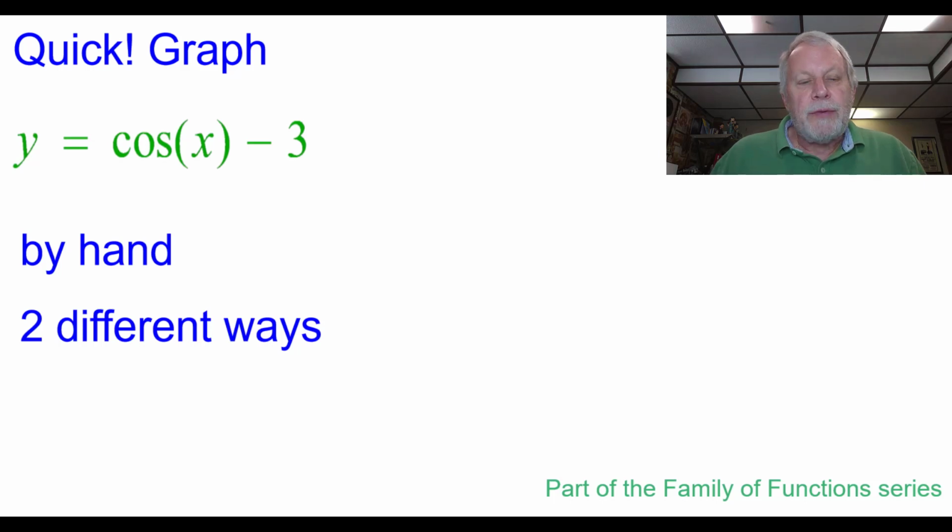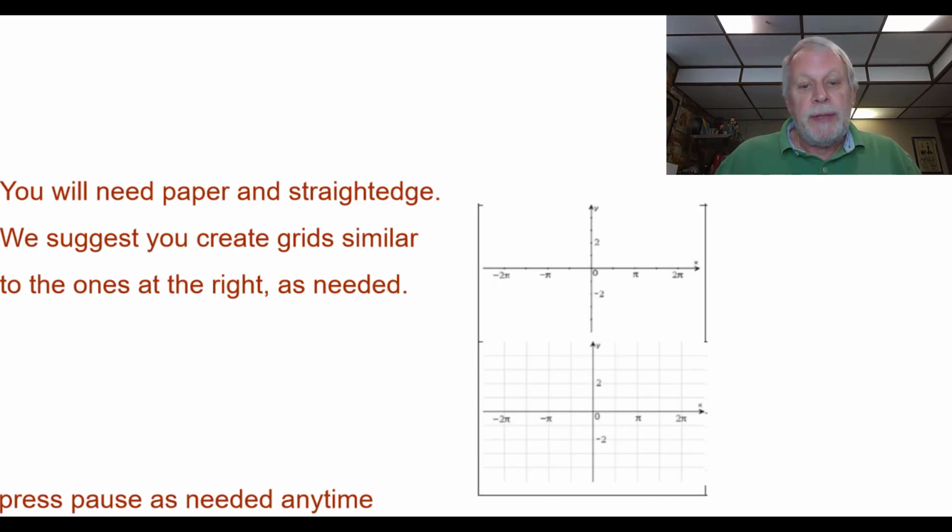Quick, graph y equals the cosine of x minus 3 by hand, 2 different ways. This is part of the family of functions series. You will need paper and a straight edge. We suggest you create grids similar to the ones at the right as needed, and press pause as needed anytime during the video.